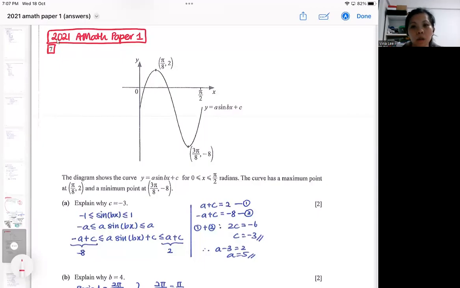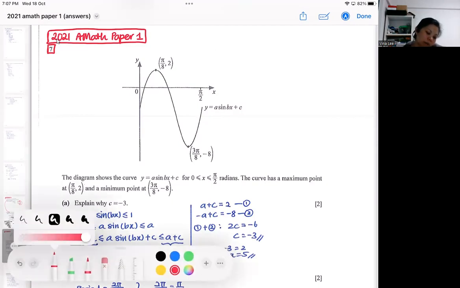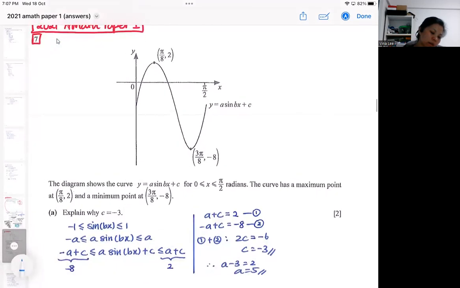Okay, so for this question on trigo graph, you are not required to draw. They gave you the coordinates and you are expected to find the unknown A, B, C. So before we go and find the unknown, let's do a recap first. What does each of the algebra represent?